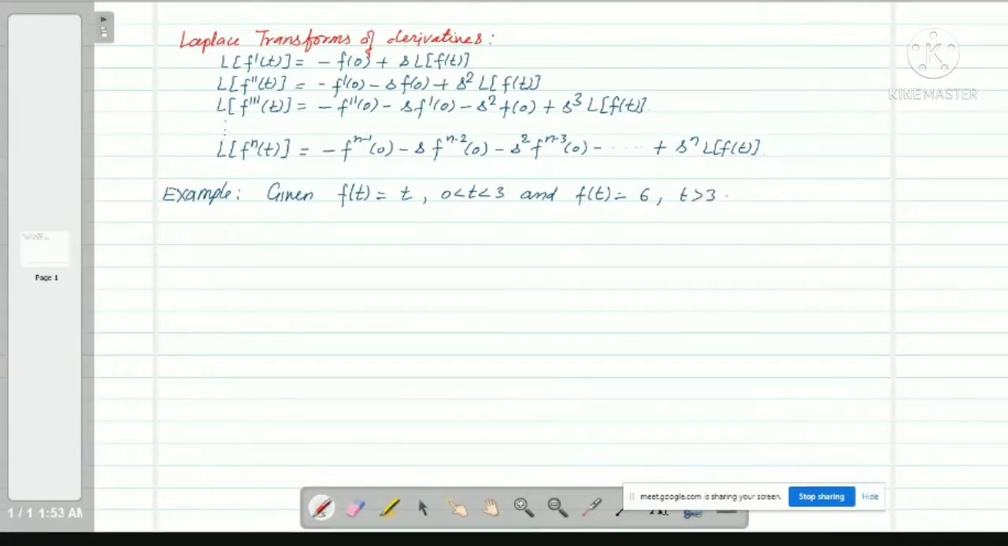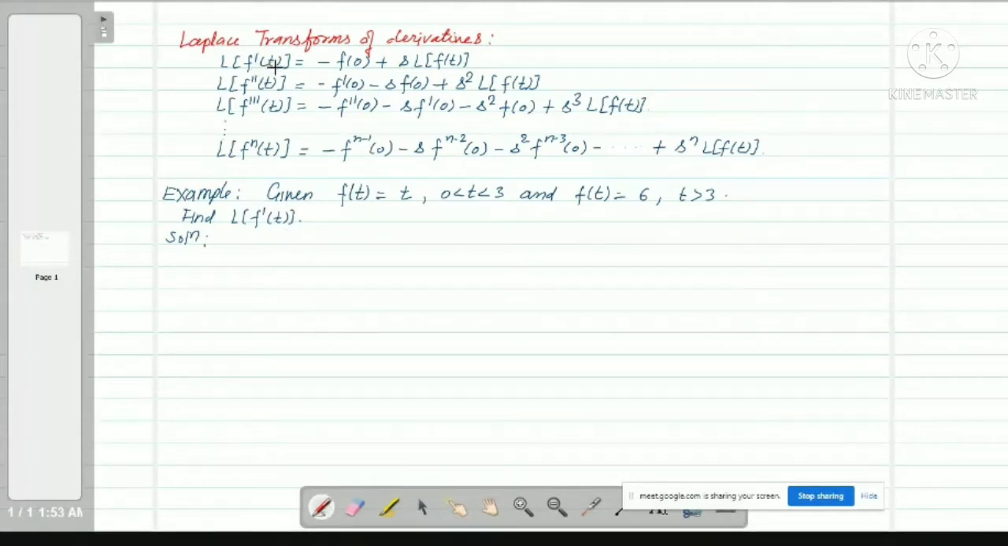What have we to do, children? We have to find the Laplace transform of f dash of t. See how to find the Laplace transform of f dash of t, that is, the derivative of the function f of t. So here, children, we will use the first order derivative of the function f of t. So the first formula will be used over here.